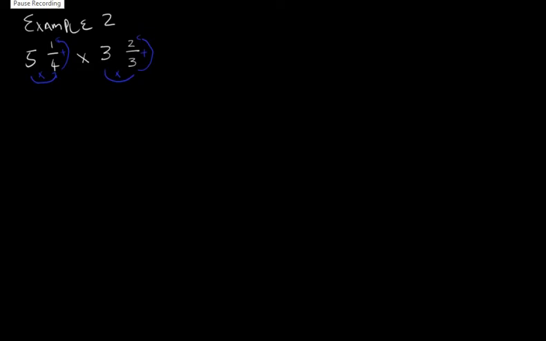So we would say 5 times 4 is 20, and 20 plus 1 is 21. That would give us 21 over 4 times, 3 times 3 is 9, 9 plus 2 is 11, and that would give us 11 over 3. Now let's see how we would simplify this.